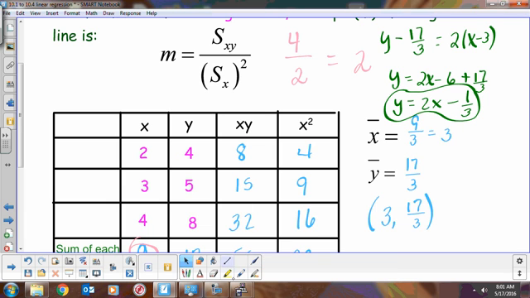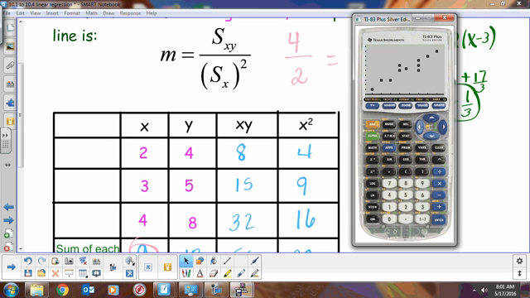Did we plot this data on our calculators? I don't think we did. All right, so let's go back into stat. I'm going to clear these lists. What I want to do is see how close we came. Clear. All right, so I'm going to enter 2, 3, 4.